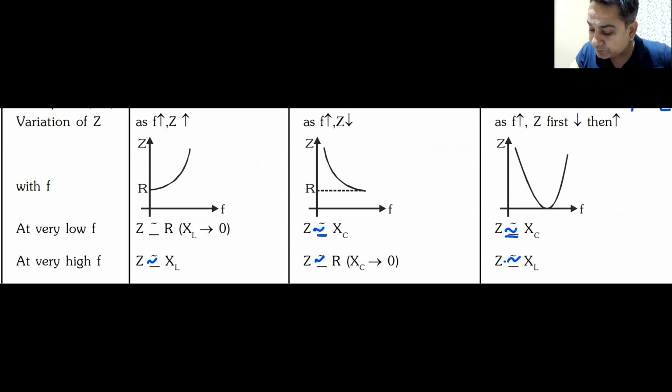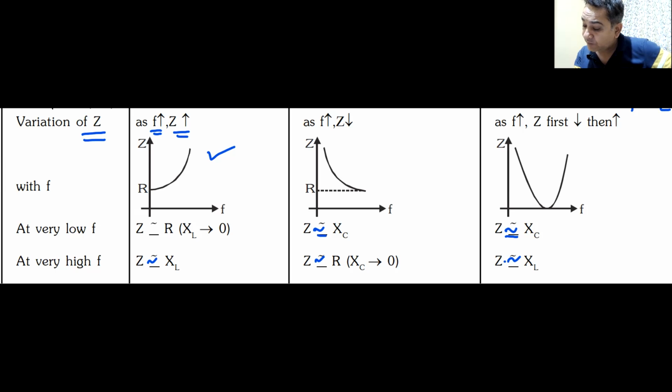Variation of Z. Z means impedance. When frequency increases, Z increases, and this is how the graph is. Remember when it was a pure L circuit, the graph was a straight line. I hope you remember it.